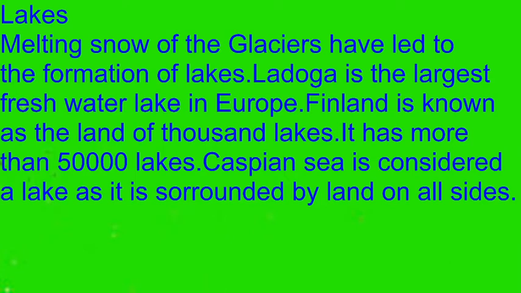Though we term it a sea, the Caspian Sea is a lake as it is surrounded by land on all sides. So we have lakes as well, and these lakes are mainly formed because of the melting glaciers in Europe, Ladoga being the largest freshwater lake in Europe. So that was a small glimpse of the lakes found in Europe.